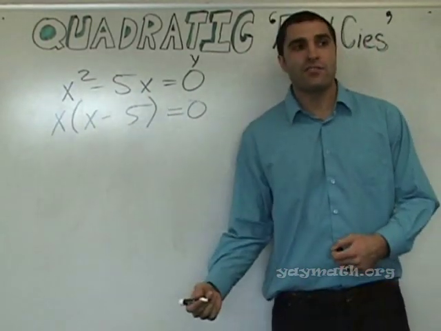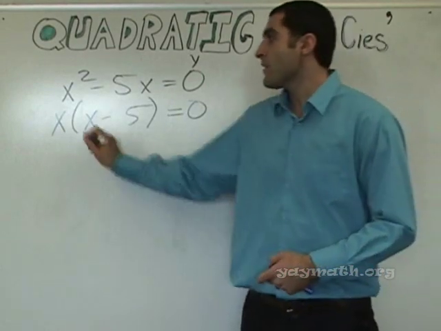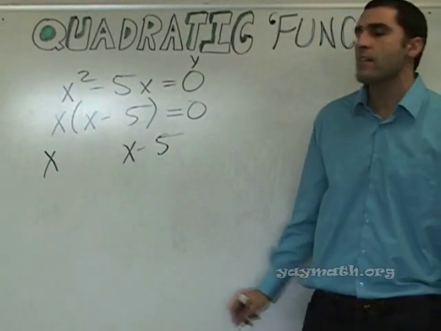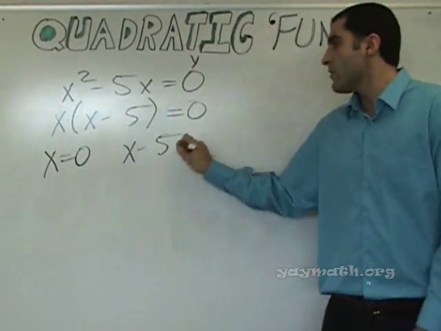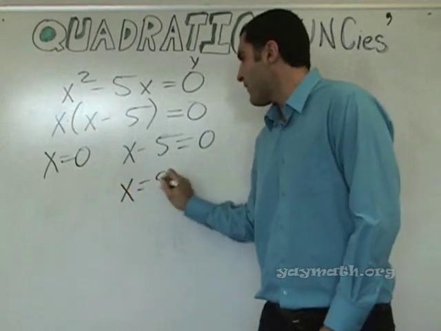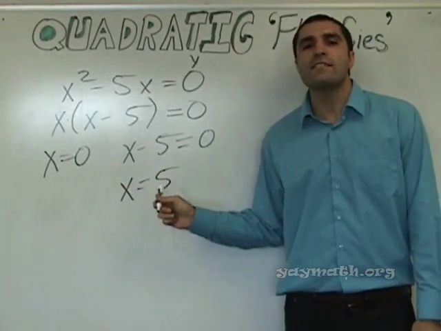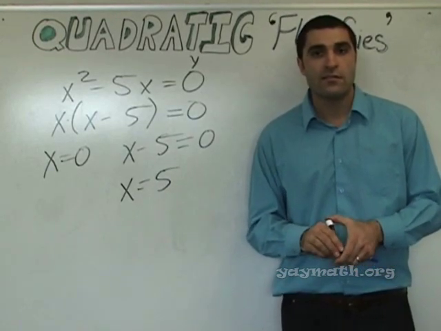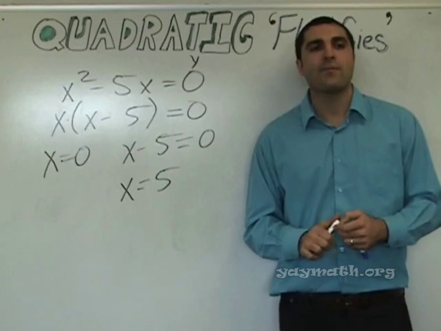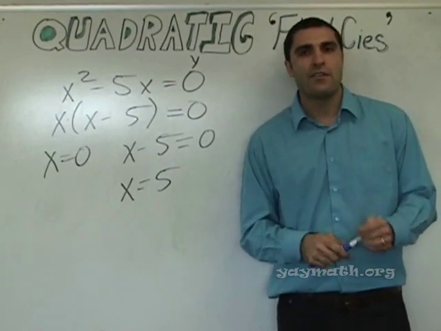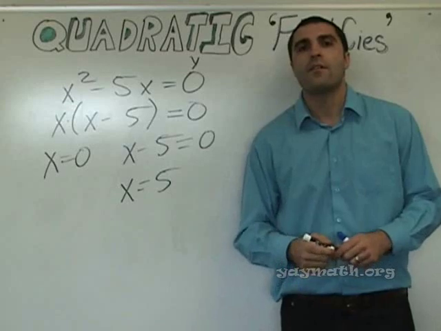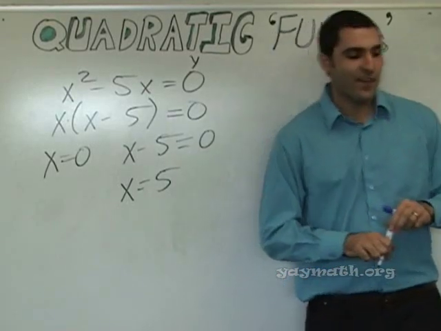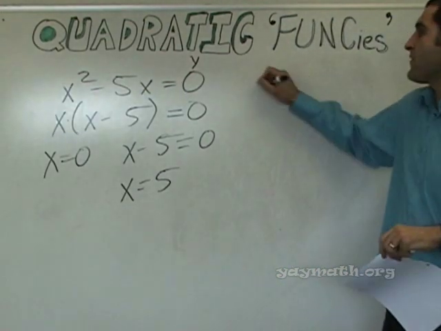What are the two factors? X and X minus 5. And what do we do to the two factors? We set them all to 0. So X equals 0 and 5. What is the significance of 0 and 5? It's where the parabola hits the x-axis, correct. And those points are solutions, or roots, or zeros, or x-intercepts. Very good.